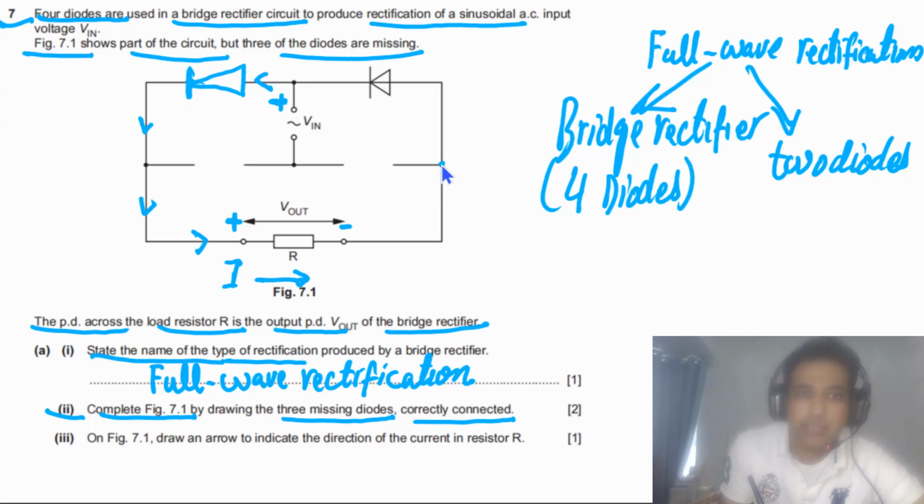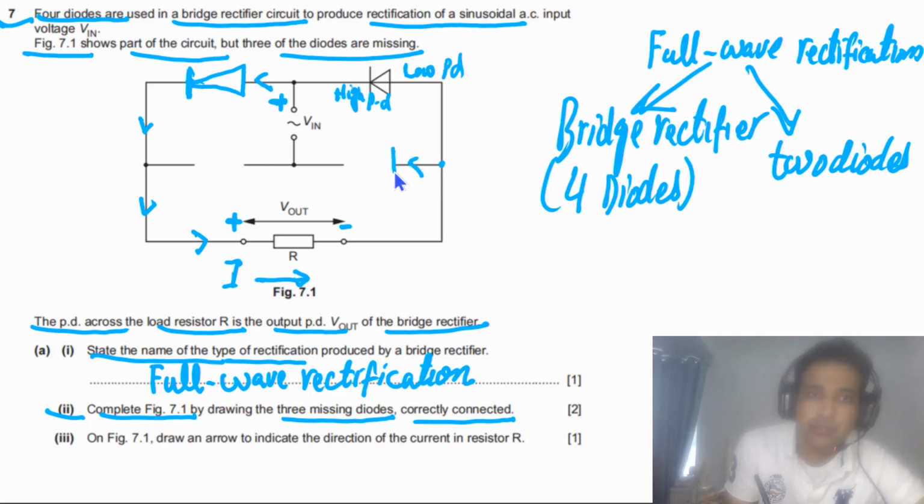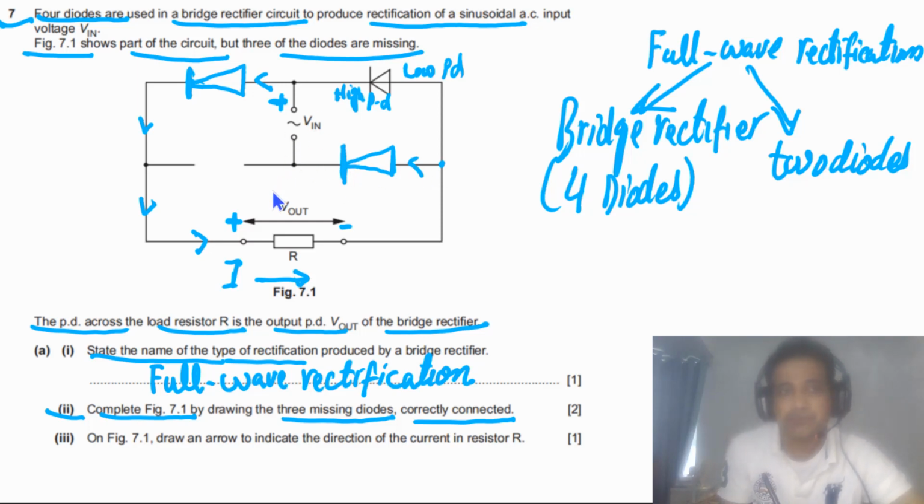Now when the current is at this point, current cannot go this way because this is at high PD. So this PD is greater, and current cannot flow from low to high. Current flows from high to low. So it cannot go this way, current has to go this way. So at this point, it has to be in forward direction. So simply we can draw a diode here. So current has to flow this way because this terminal is negative.